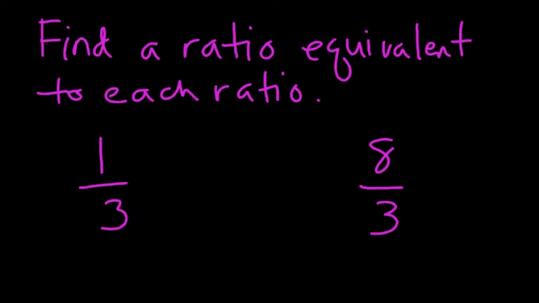Okay, here's the next kind of problem. It's going to say find a ratio equivalent to each ratio. Then use the ratios to write a proportion. So, you're looking for something that's equal to 1/3. Now, a real easy way to find one that's equal or equivalent, because really equivalent's just a fancy word for equal, is if you multiply the top by 2 and the bottom by 2, you'll have an equivalent. So 2 times 1 is 2, and 2 times 3 is 6.